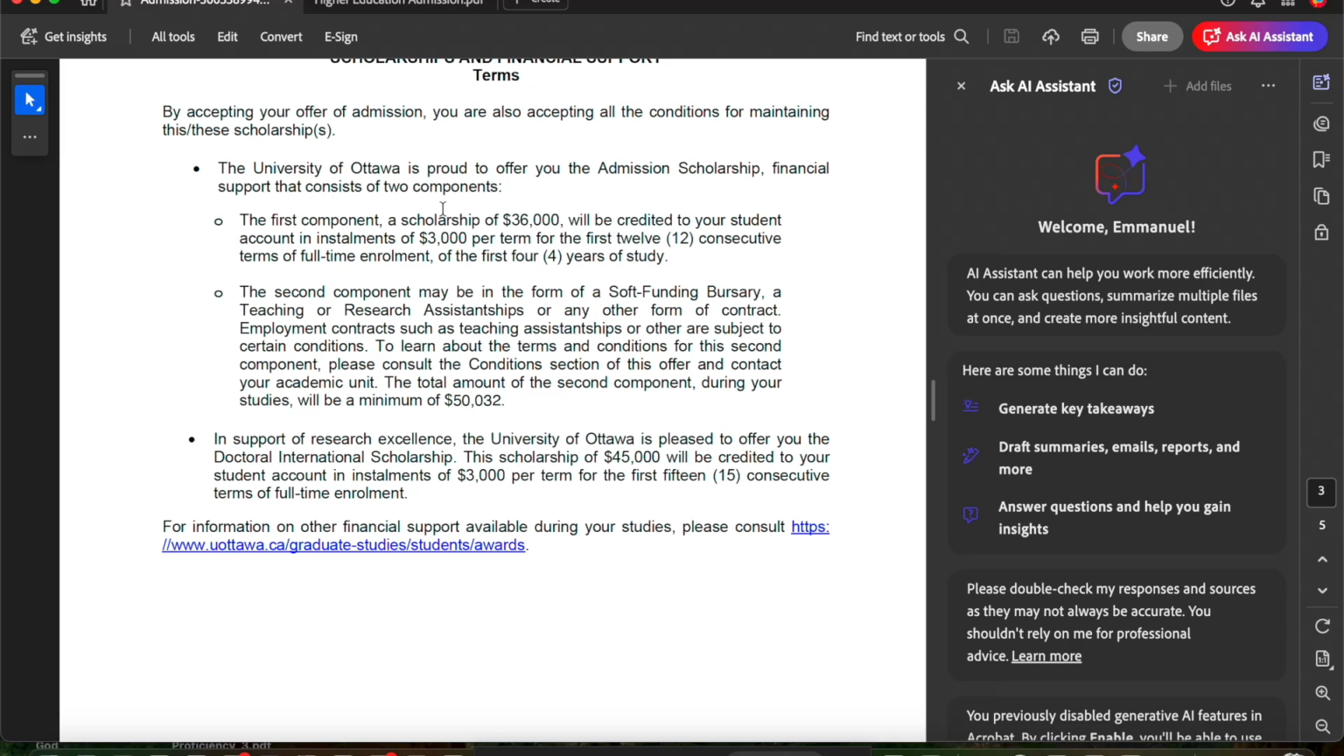And then the second component is for teaching or research work. This is an example of graduate assistantship. I need to work as a teaching assistant or research assistant at my department to get this second component.